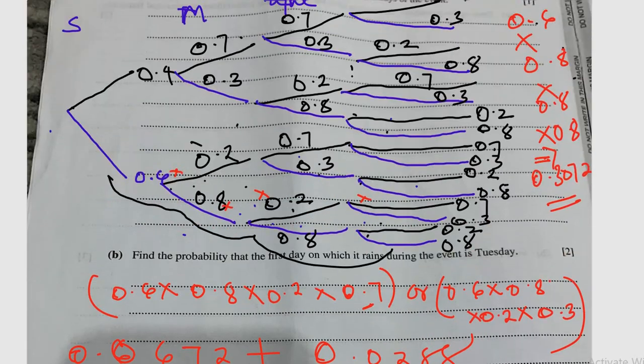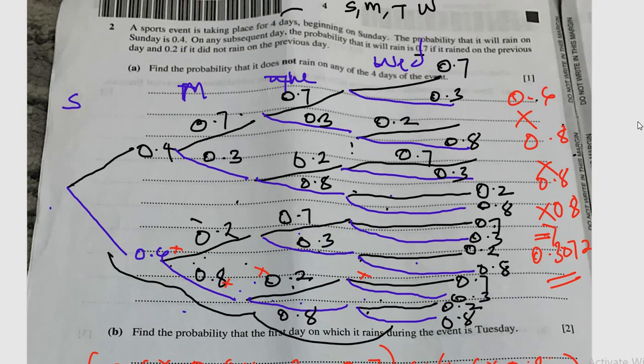Let me change my marker. The last one on this part. Find the probability that it rains on exactly one of the 4 days, which means out of the 4 days, it can only rain once. Let's go back to our tree diagram where it rained once. Which means look for the place where, in between the 4 lines, you can only see one black line.